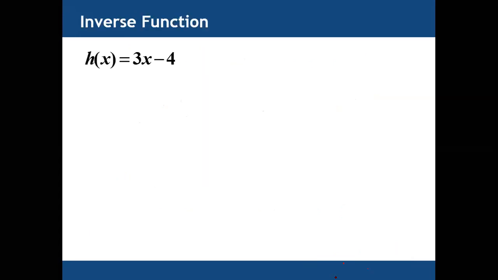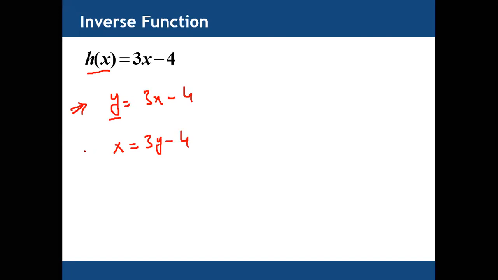Now another example, h of x is equal to 3x minus 4. Step number first is replacing h of x with y. So write down y is equal to 3x minus 4. This is step number first. Now step number 2, interchanging the x and y values. Where we have y, write down x, and where we have x, write down y, so x is equal to 3y minus 4.